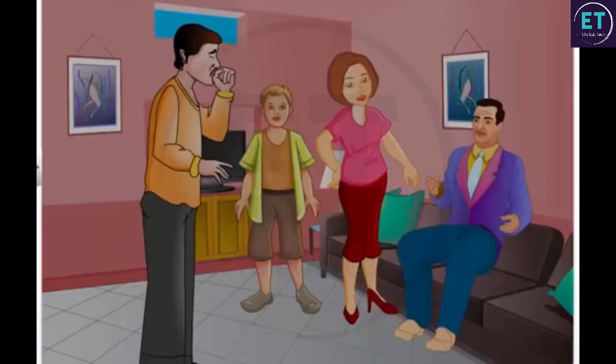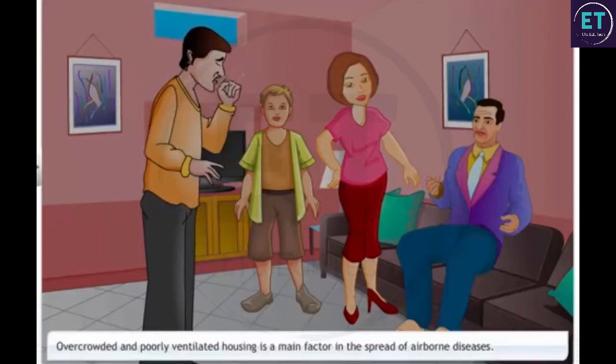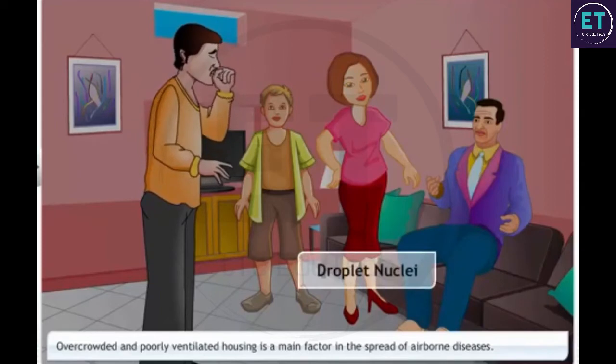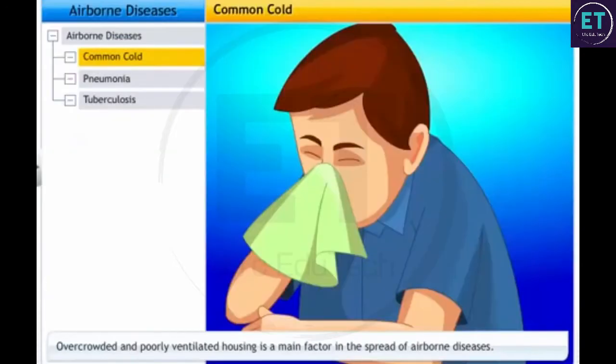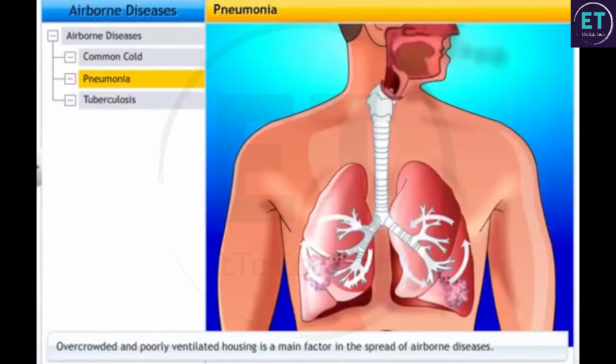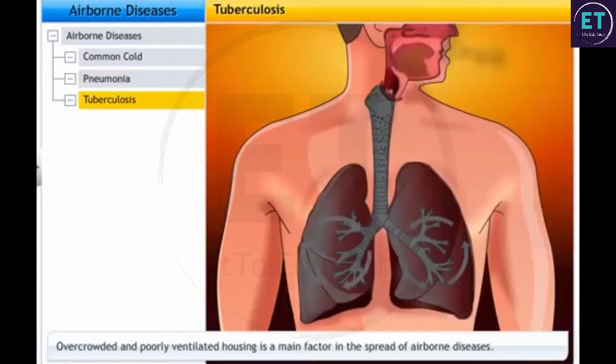The chances of getting infected by airborne diseases depends on how close we are to the infected person. In closed areas, the droplet nuclei recirculate and pose a risk to all. Overcrowded and poorly ventilated housing is a main factor in the spread of airborne diseases like common cold, pneumonia, and tuberculosis.